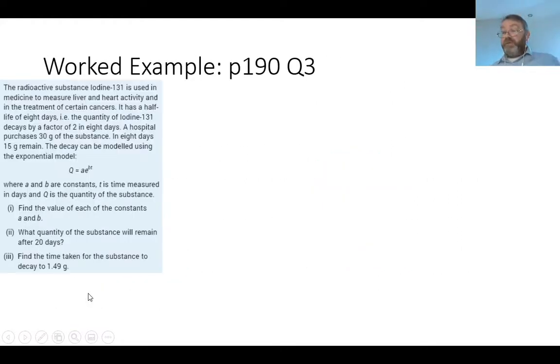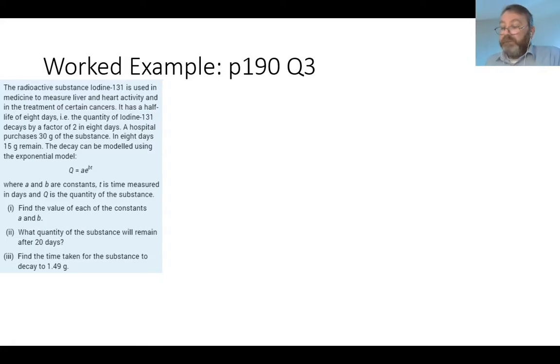Let's take this question here, page 190, question 3. The radioactive substance iodine 131 is used in medicine to measure liver and heart activity and in the treatment of certain cancers. It has a half-life of 8 days, i.e. the quantity of iodine 131 decays by a factor of 2 in 8 days. A hospital purchases 30 grams of the substance and in 8 days 15 grams remain. Okay, that's what I mean by a half-life. Half-life just means how long it takes for a certain radioactive species to decay to half its original value. Okay, so 30 goes to 15 in 8 days.